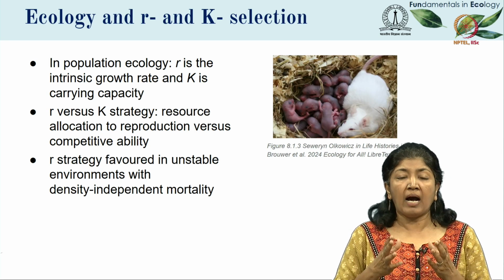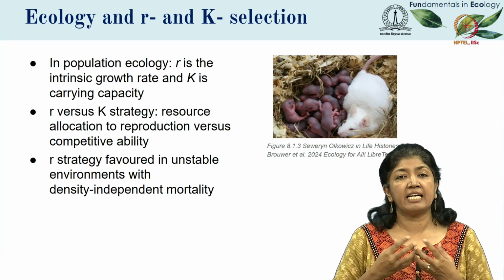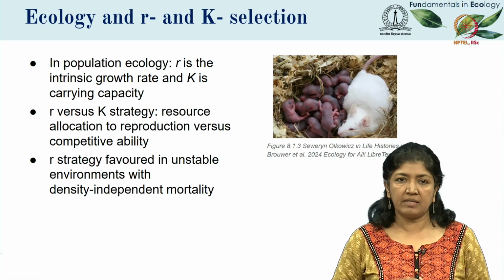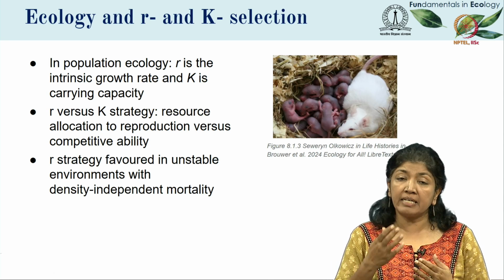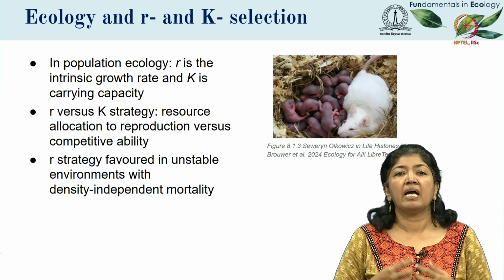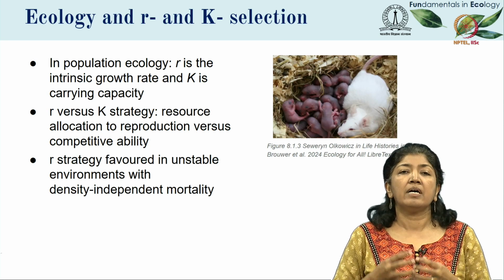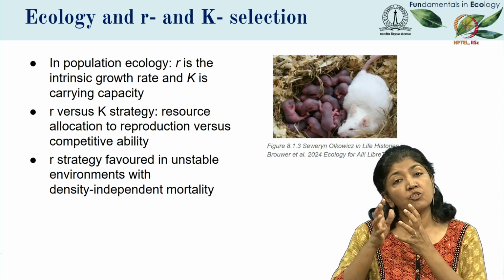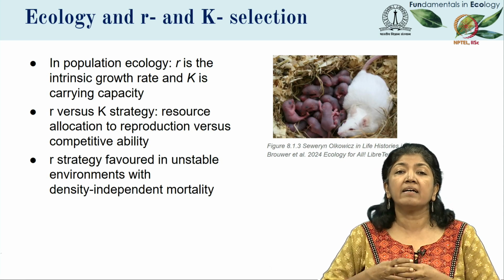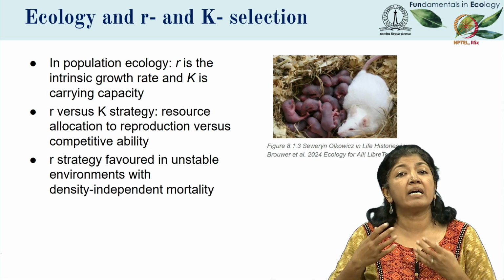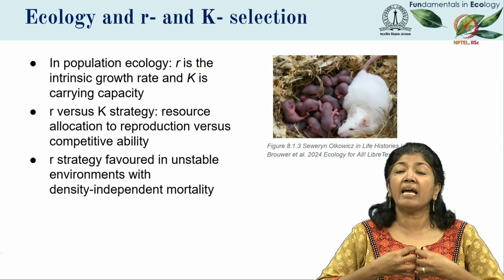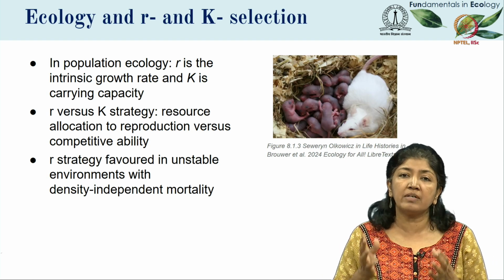K strategists on the other hand are favored, natural selection favors K strategy, in stable environments where there is density-dependent mortality, as a result of which individuals benefit from allocating resources towards traits that give them a competitive advantage when population density is high and there is high competition for resources.